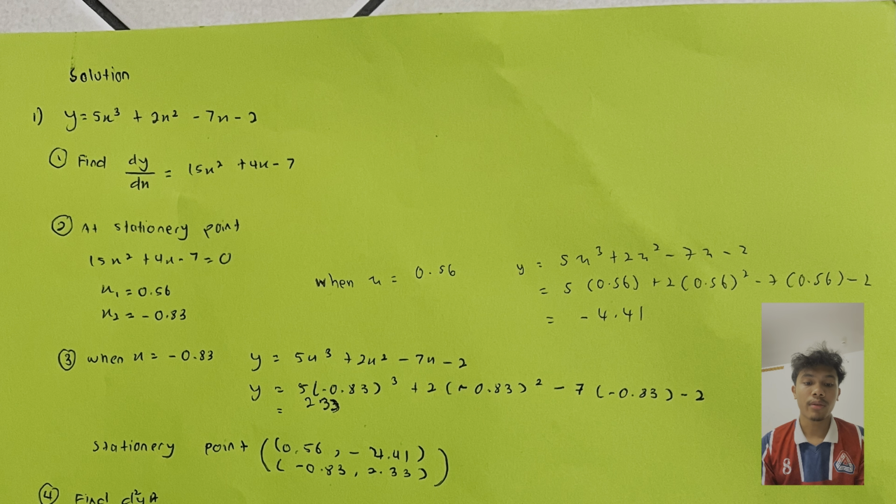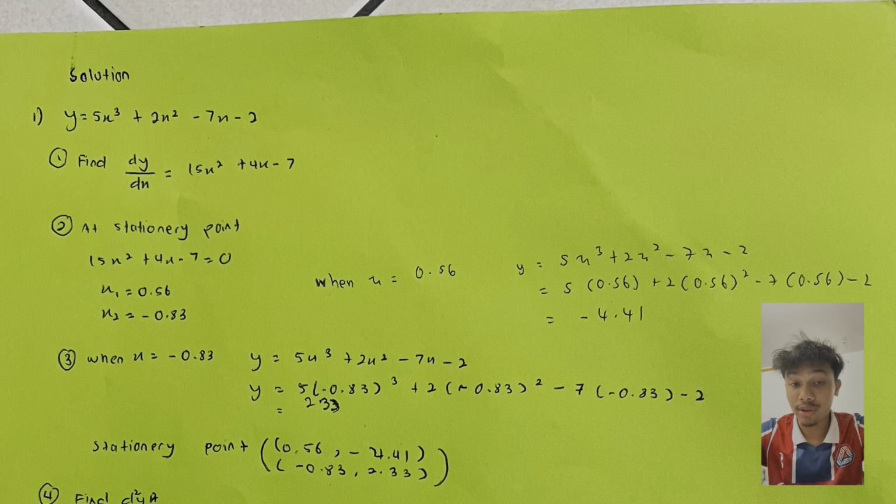You must find dy over dx with the equation 15x squared plus 4x minus 7. That is the differentiation that we get. And then the second thing we must do is find the stationary points. That is x1 equal to 0.56 and x2 equal to negative 0.83.